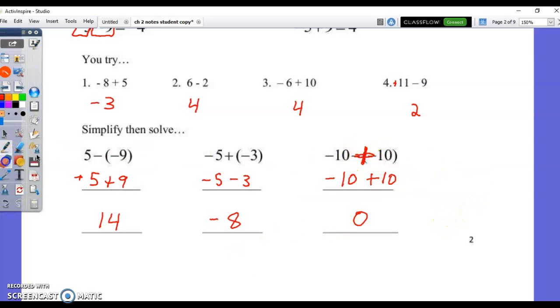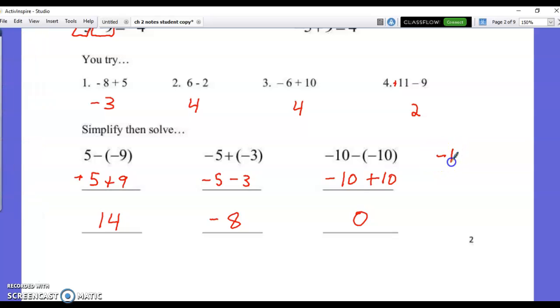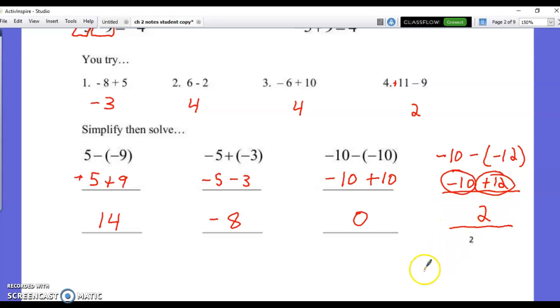Let's do one more sample problem that would give us a negative number. So if I have, let's do negative 10 minus negative 12. All right, so again, we have two signs. They're going to become positive. Negative 10 plus 12. So now that they're different signs, the difference between 10 and 12 is 2. And the bigger number is a positive, right? Because this one's a negative, this one's a positive. So it just remains positive.